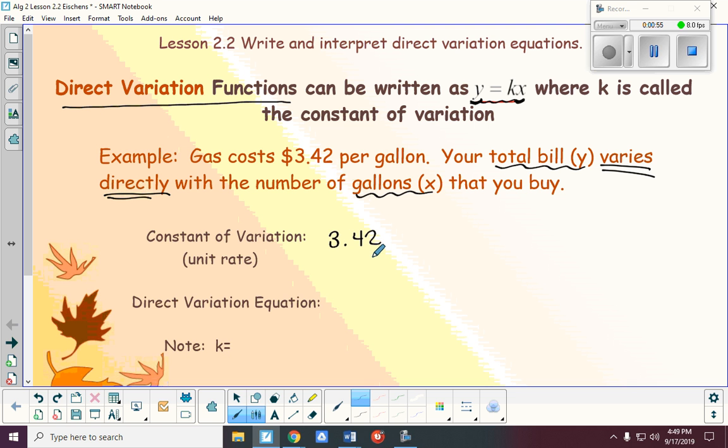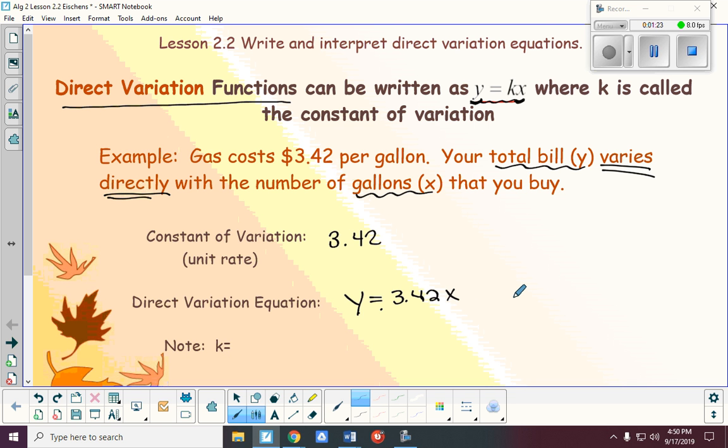The direct variation equation, so your total bill, y, is equal to 3.42x. So 3.42 times the number of gallons. That would be your direct variation equation. This is y equals kx. Note there is no y-intercept here. There's no plus a number or minus a number if you were to graph this.